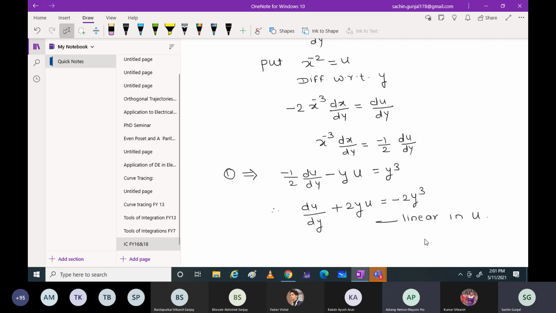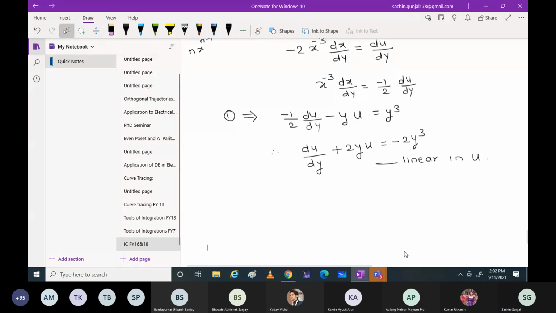Excuse me, sir. Can you explain it again from differentiating with y? I didn't get it. Sure. Differentiating with respect to y from this step. Okay. So if you differentiate x raised to n, what is differentiation of x raised to n? It is n x raised to n minus 1, isn't it? Yes, sir. And we are differentiating with respect to y, so there will be term of dx upon dy. Yeah, and similarly, this differentiation of u with respect to y is du by dy. Fine. Okay.